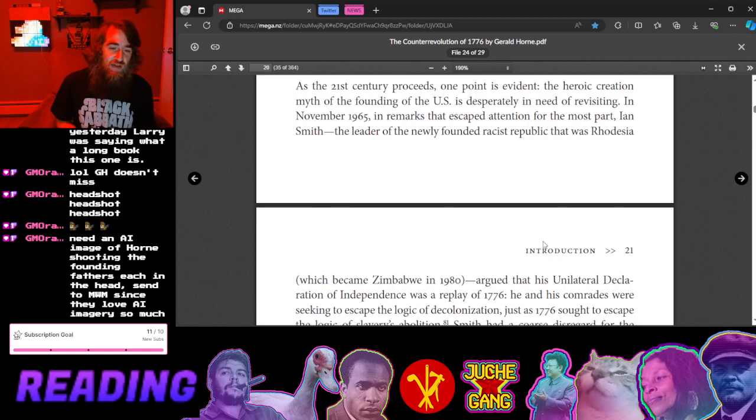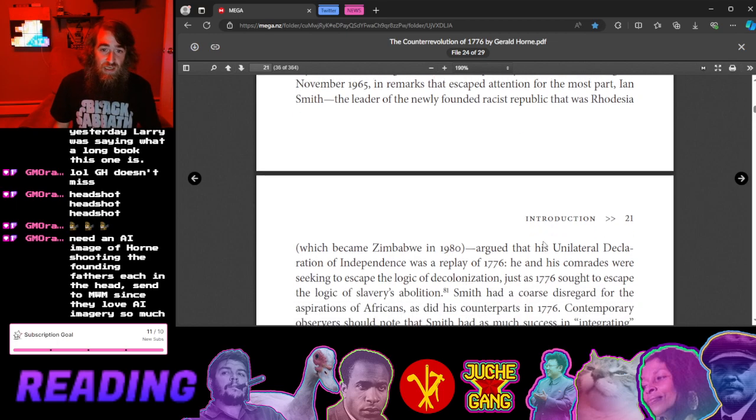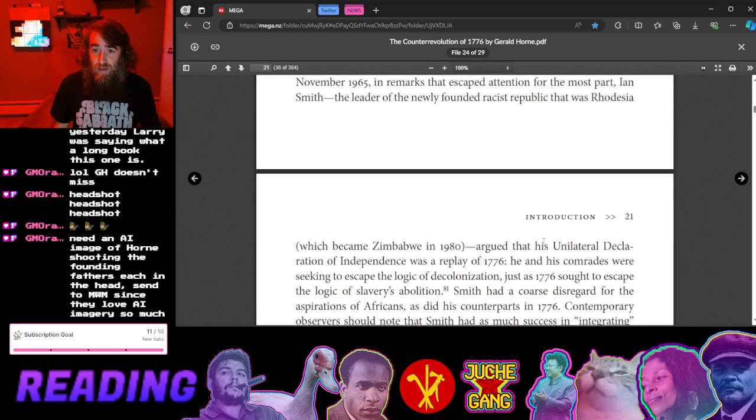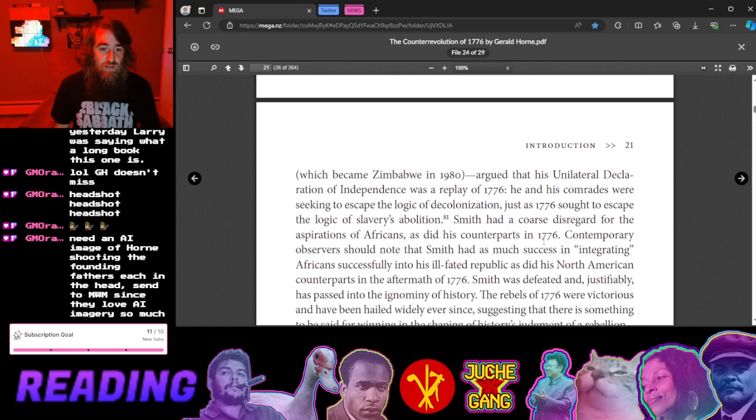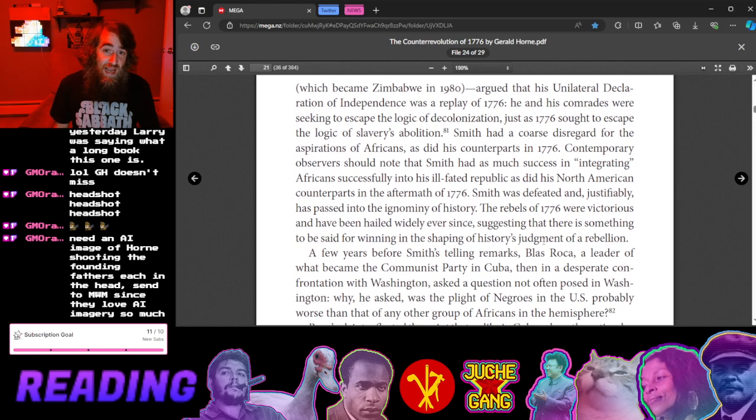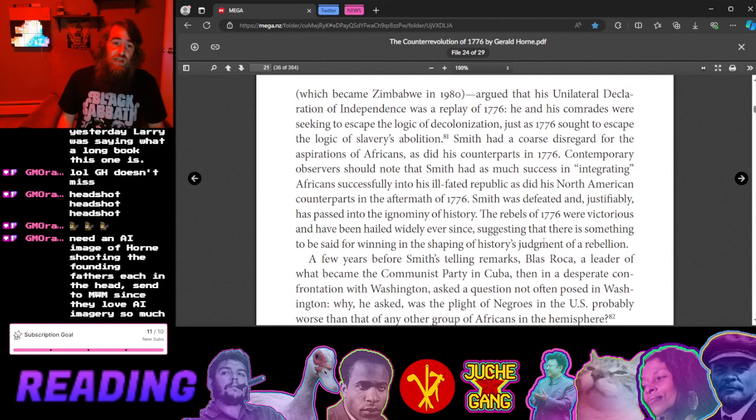In November 1965, in remarks that escaped attention for the most part, Ian Smith, the leader of a newly founded racist republic that was Rhodesia, which became Zimbabwe in 1980, argued that his unilateral declaration of independence was a replay of 1776. He and his comrades were seeking to escape the logic of decolonization, just as 1776 sought to escape the logic of slavery's abolition.